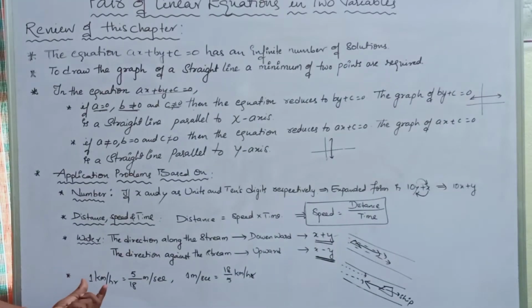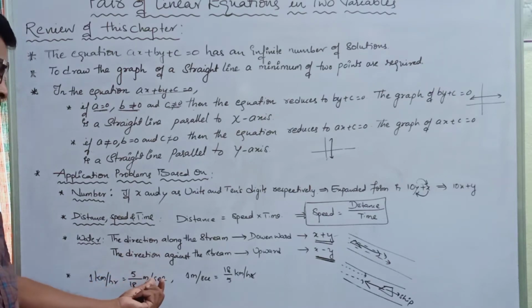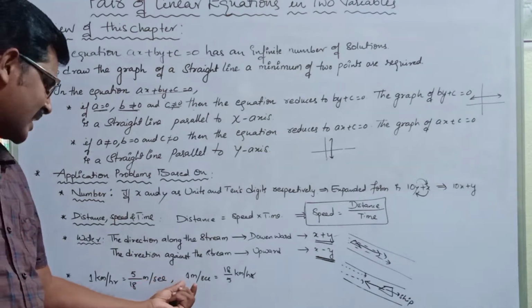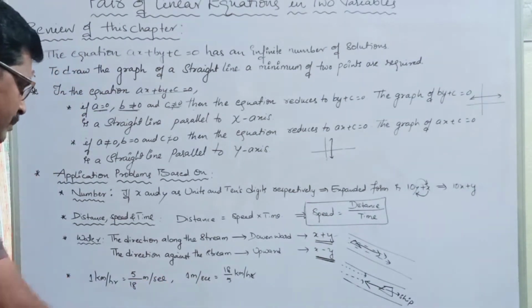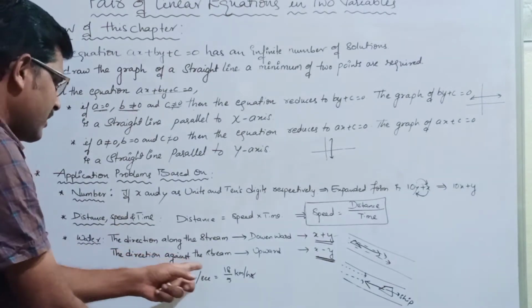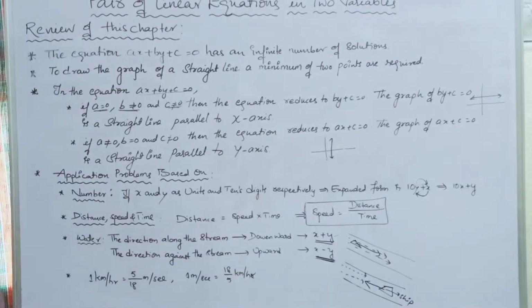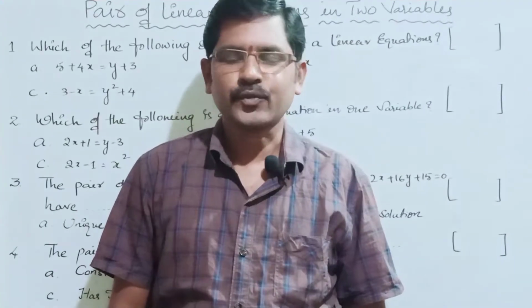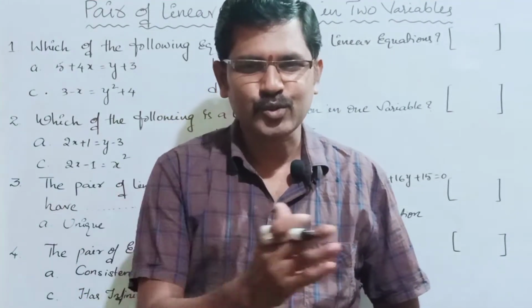So here is one more important formula. 1 kilometer per hour is equal to 5 by 18 meter per second. Similarly, in the same way, 1 meter per second is equal to 18 by 5 kilometer per hour. So friends, let's go through the examples.